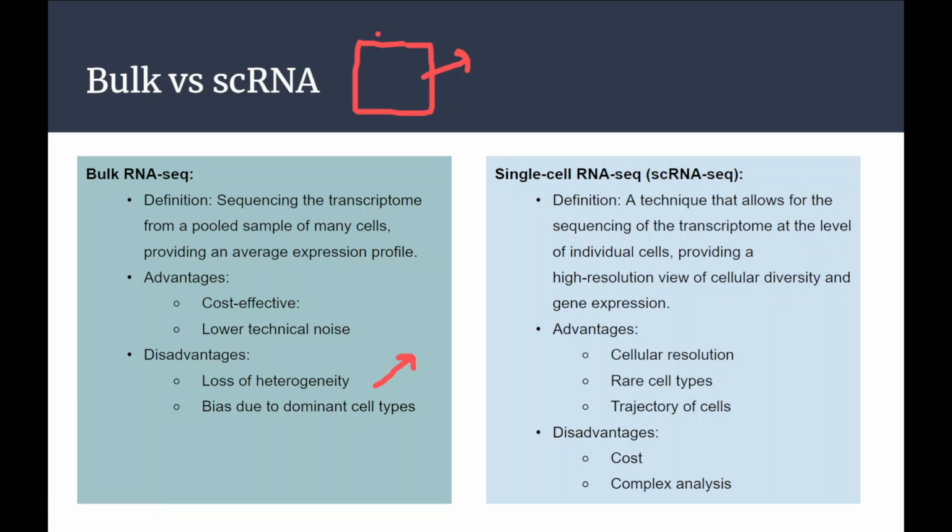So it means we are rupturing the entire tissue and we are not keeping that information. We are just extracting all the transcript information from the tissue. So we are losing the heterogeneity in bulk RNA, and this is bias due to dominant cell types.